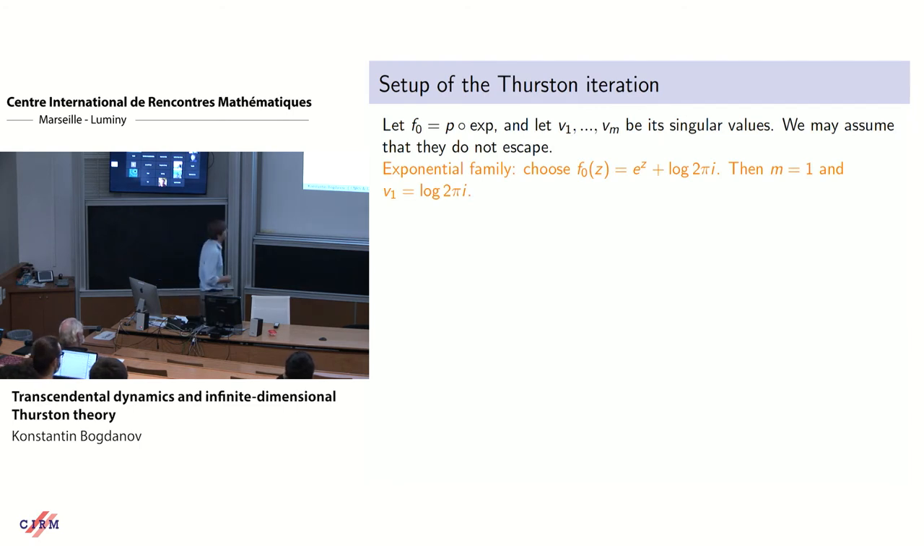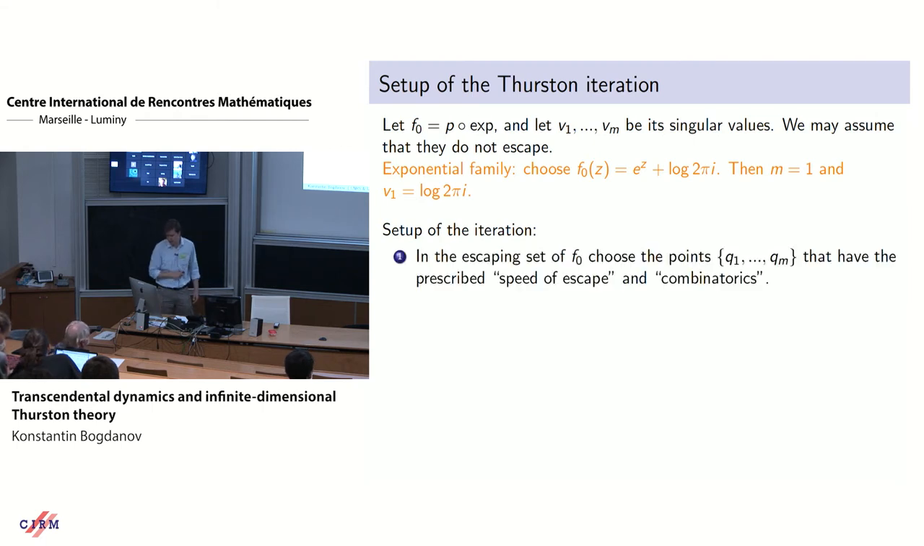So the setup. We choose some function f naught. Well, it's given to us in the classification theorem. And assume v1 through vm are its singular values. You can think again about the exponential, and here you can do everything quite explicitly. You can choose, for example, f naught like this. Then what do we do? In the escaping set of f naught, we find m points q1, q2, through qm that have the speed of escape and combinatorics given in the list of the classification theorem that we want. They exist just by the dynamical properties of escaping points in this family.